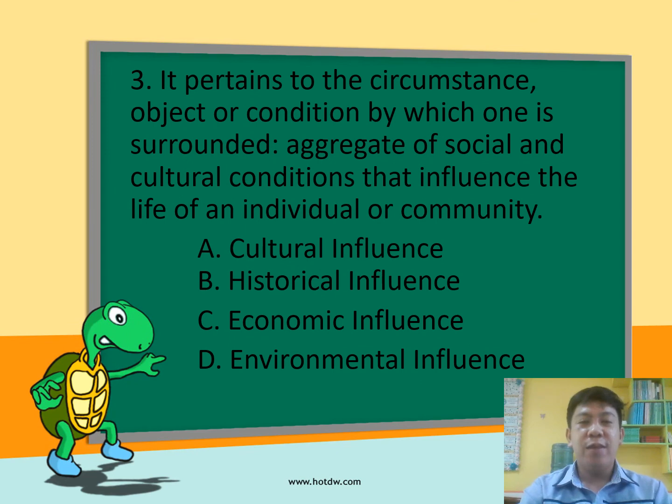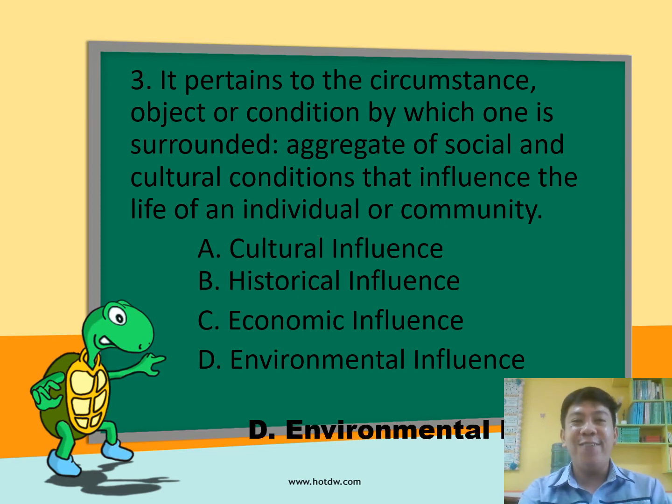Number 3. It pertains to the circumstance, object, or condition by which one is surrounded. Aggregate of social and cultural conditions that influence the life of an individual or community. A. Cultural influence. B. Historical influence. C. Economic influence. D. Environmental influence. Go. Time's up. The answer is environmental influence.